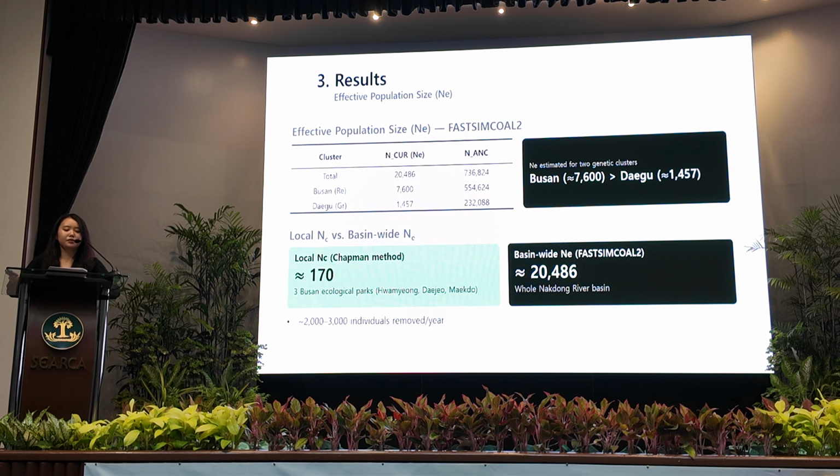The estimated census population size from the Chapman method was 170. This value was estimated for a very limited local region in the Busan cluster. If I apply this value to the whole distribution area, the census size will be very large. Considering this and the prior information about census size from the documented records, the effective population size I calculated from the genetic data roughly aligns with the census result. However, this result should be interpreted with caution.